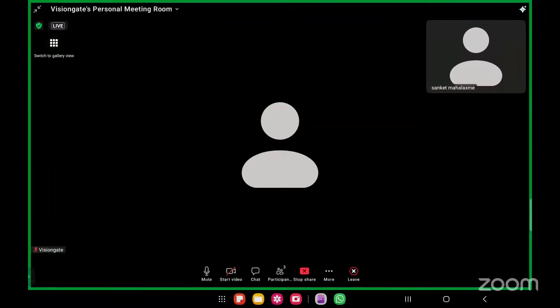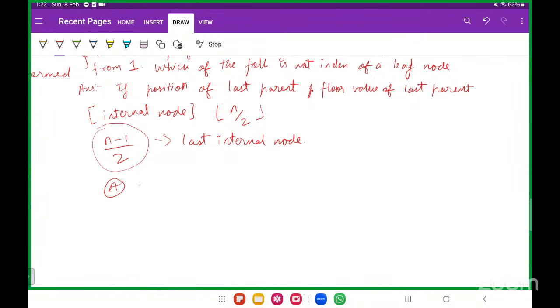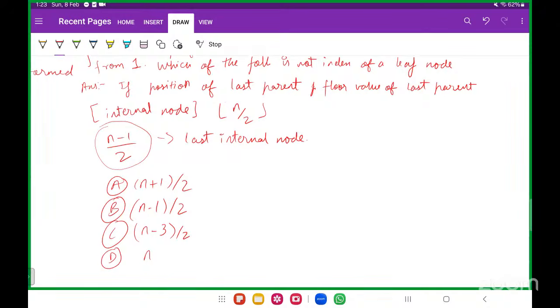Less or equal to (n minus 1) by 2 are internal nodes, and more than (n minus 1) by 2, I'll consider as leaf nodes. What are the options given here? This is a memory-based option, so my option could be wrong also. A: (n plus 1) by 2, B: (n minus 1) by 2, C: (n minus 3) by 2, and D: n. So they have asked not the index of a leaf node.